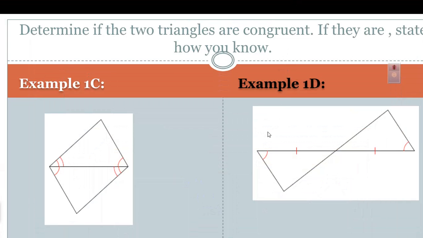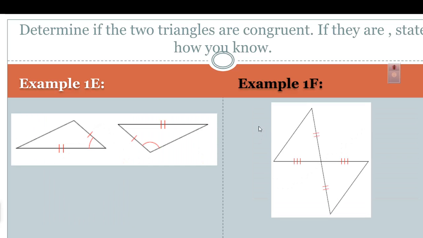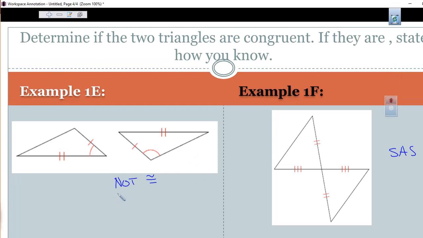All right, let's go to the next one. And you guys will try this one. Try E and F. Determine if they are congruent. If they are, write the reason why. If they're not, write not congruent. So pause the video, come back and check your answers when you're done.